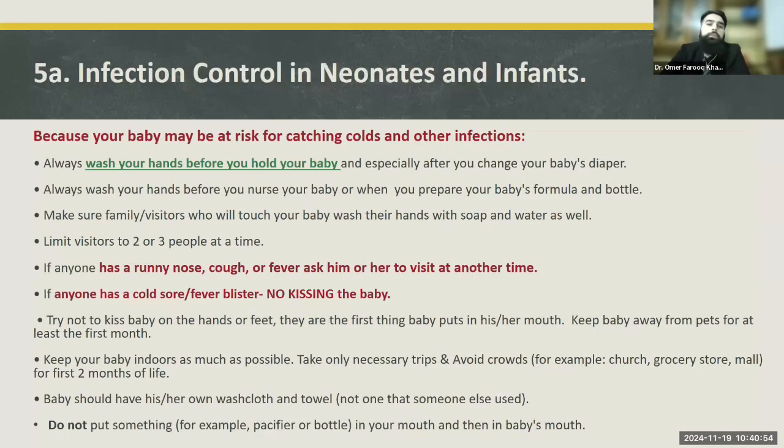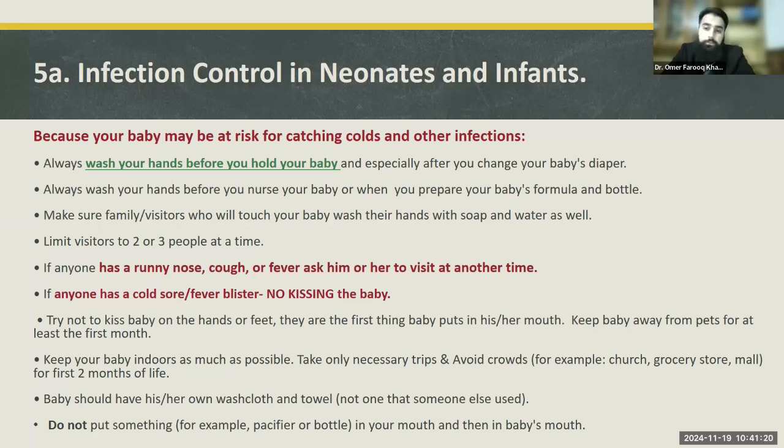So infection control in neonates and infants, because your baby may be at risk for catching colds and other infections. Always wash your hands before you hold your baby, especially after you change your baby's diaper. Always wash your hands before you nurse your baby or when you prepare your baby's formula bottle. Make sure family visitors who will touch your baby wash their hands with soap and water as well.